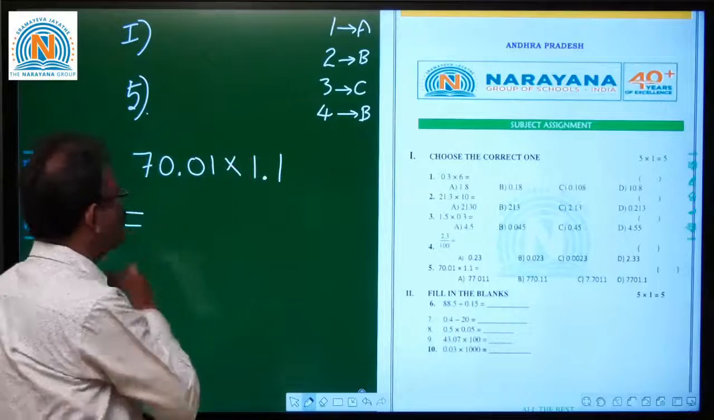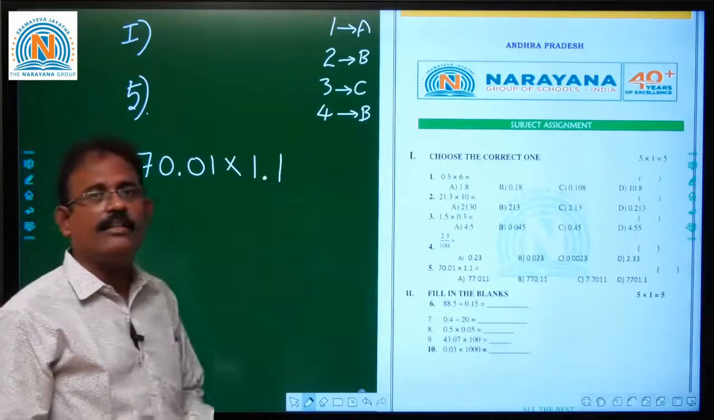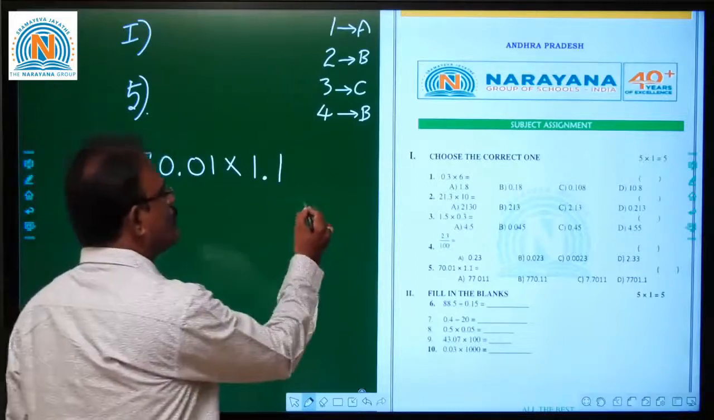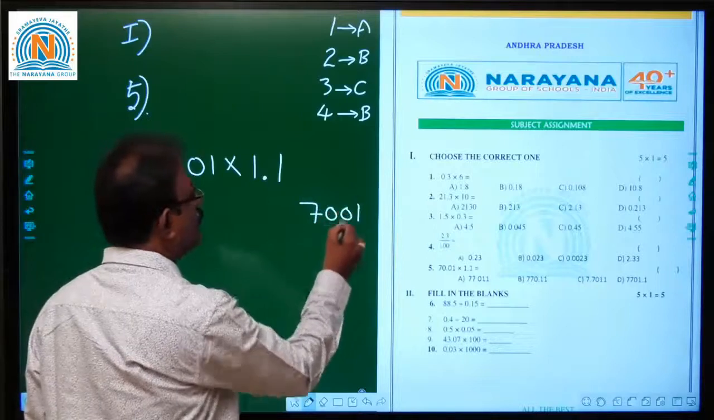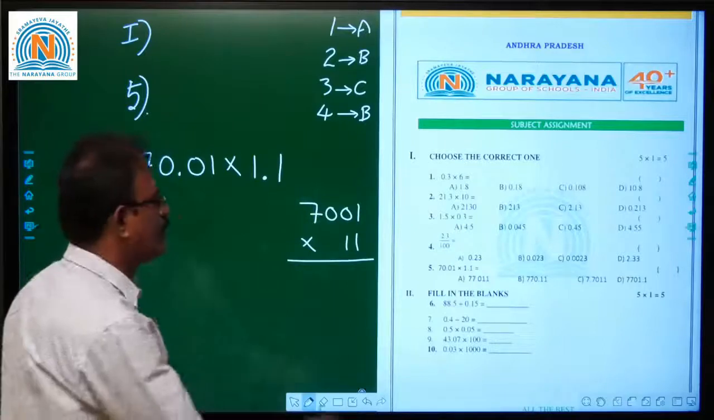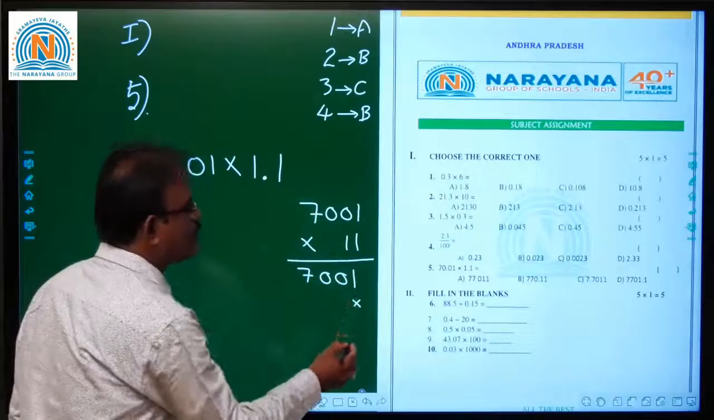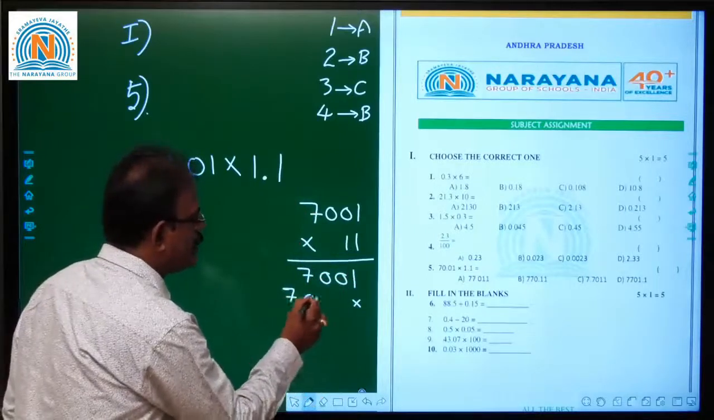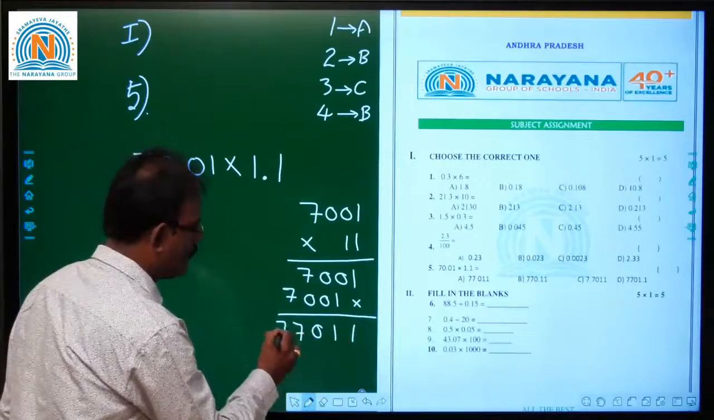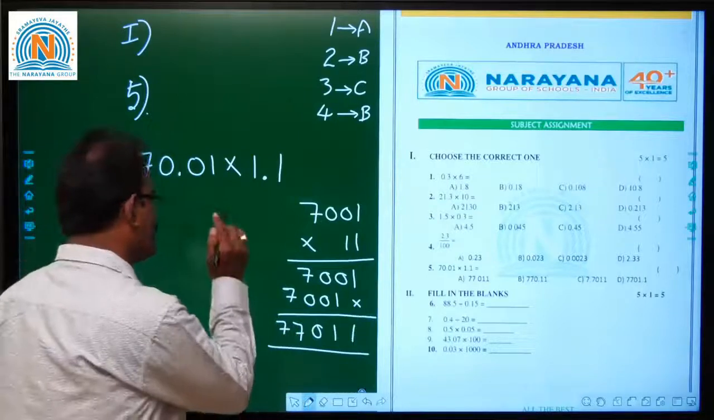70.01 into 1.1. As I told already, we discussed, children, let us forget about the decimal point. Then 7001 into 11. As 1 is multiplied with 7001, this is 7001 in our normal multiplication, and leave the first one, and again it is 7001. Let us add. So what is the product of 7001 with 11, children? 77,011.